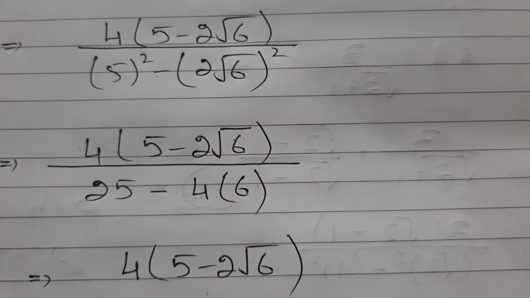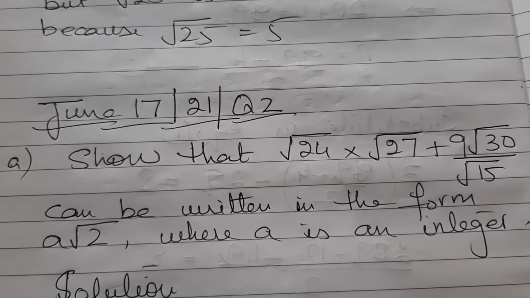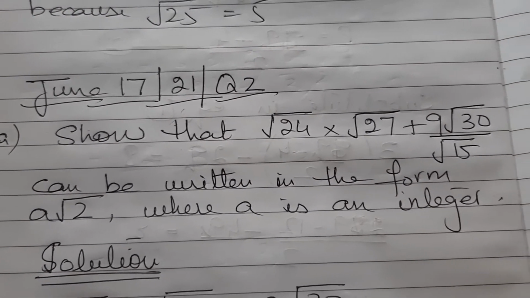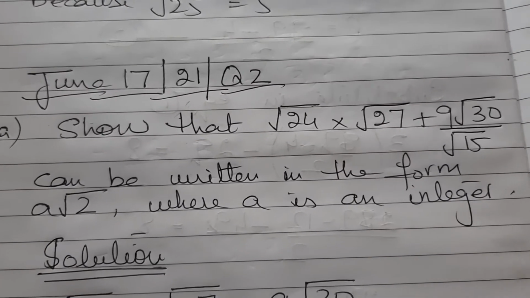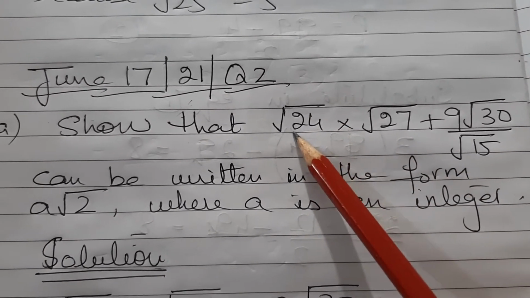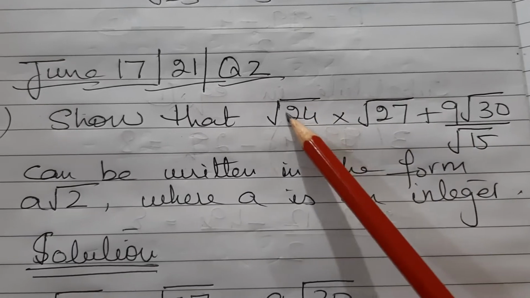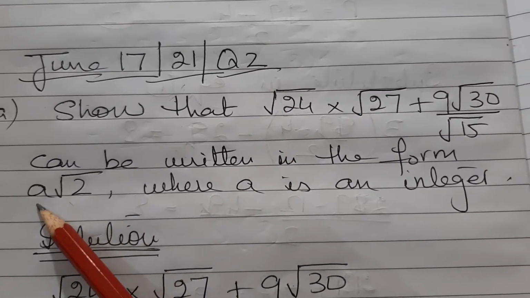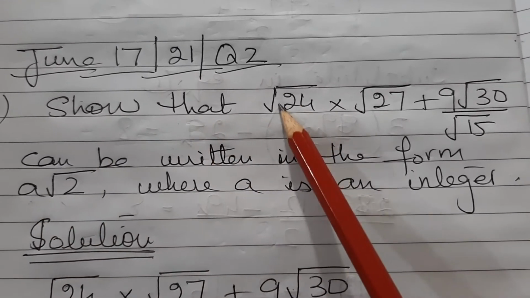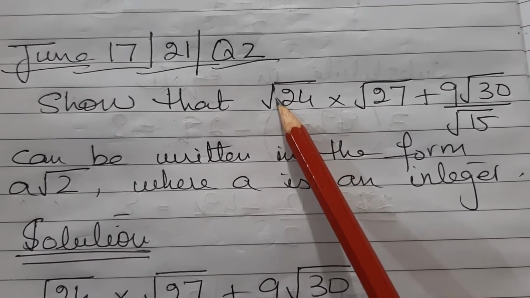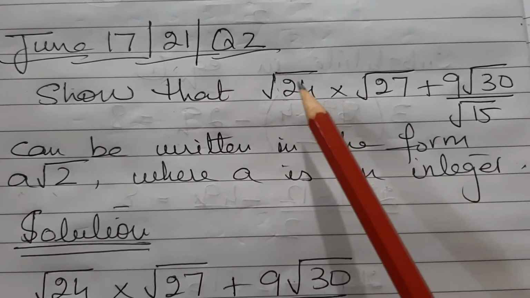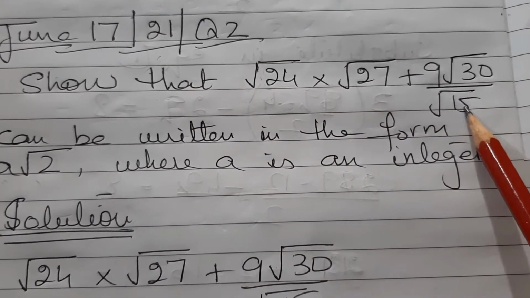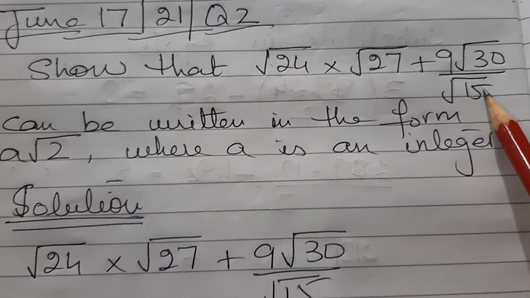So let's see one past paper question. Okay, so this question I have taken from June 17, variant 2-1, question 2. So the question is saying show that this whole term can be written in this form, and this a will be an integer. So we have learned the concept of simplifying the surd, so we will apply it here. And we have learned the concept of rationalizing the denominator, which we will apply here. So let's see.